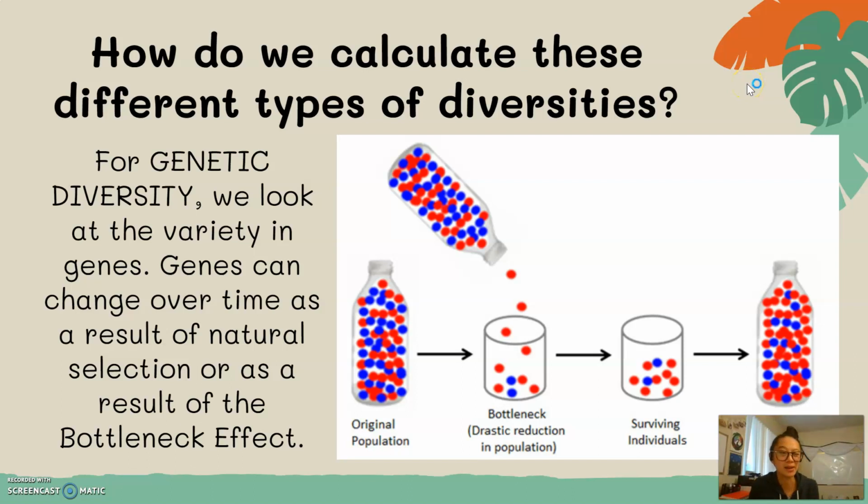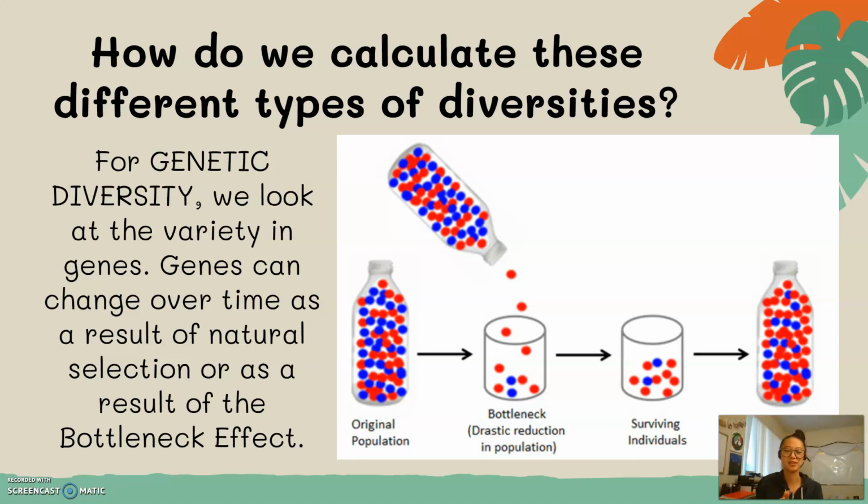All right, so how do we calculate these specific types of diversities? For genetic diversity, when we're looking at the genes, we really are kind of looking at the variety within the DNA that we can get. So we would have to genotype them, look at the specific DNA. Quick note, genes change over time naturally, right? This is through natural selection, adaptations, mutations, all of that stuff. That happens over time, and that can take a really long time. However, there are ways that genetic diversity can change very quickly.